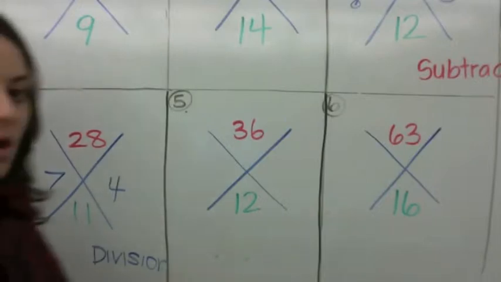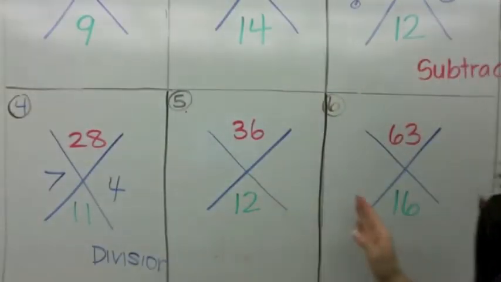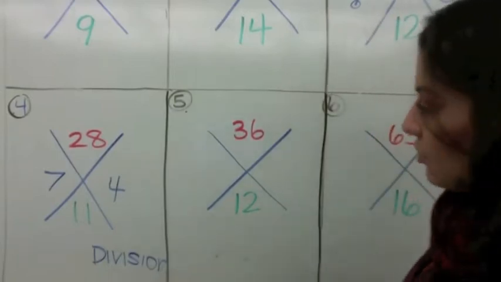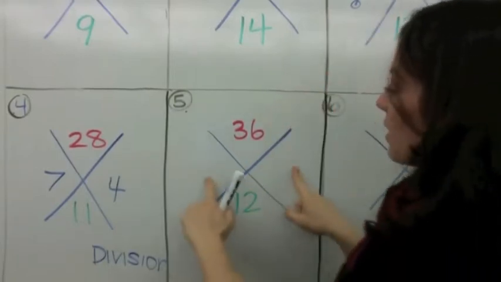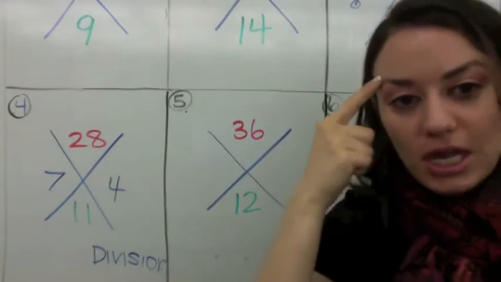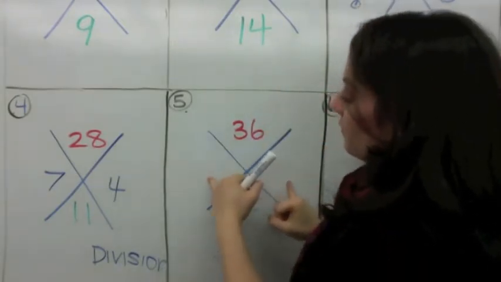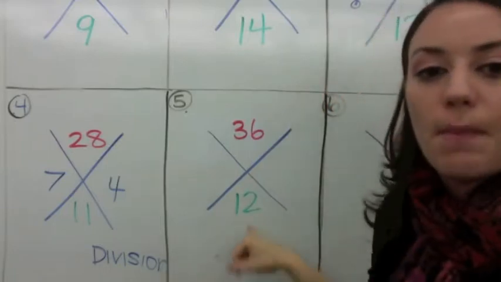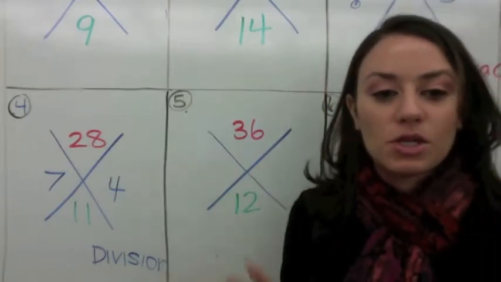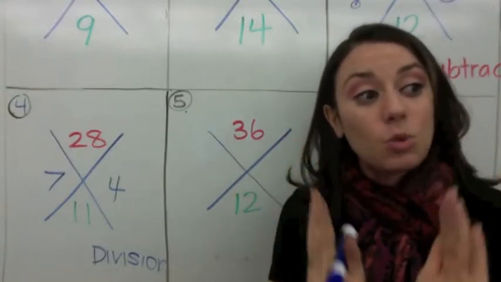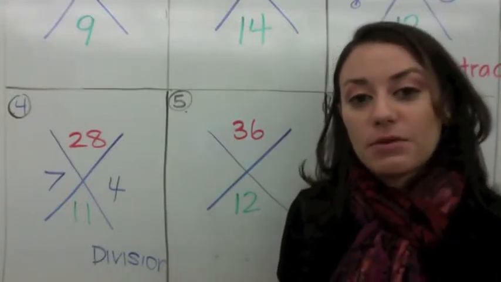All right, now 5 and 6. Some people might think that these are the easiest, or you may think that they are the trickiest. They do not give you the numbers on the side. You have to think now. Now you're thinking algebraically. What two numbers could add up to 12, but multiply to give you 36? Who thinks they know?